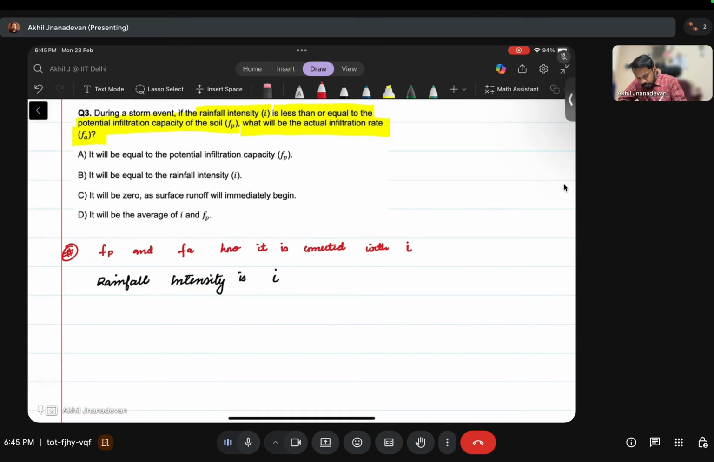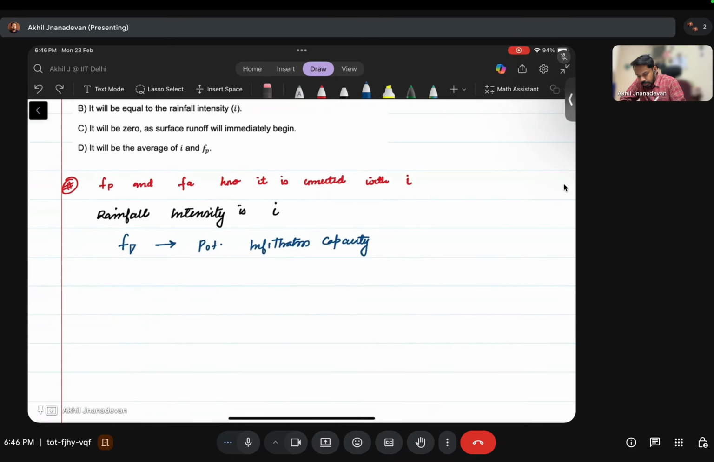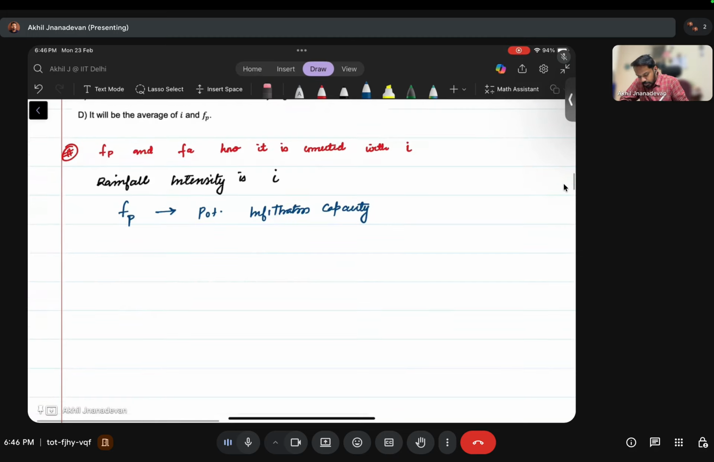So that particular thing, we are calling it the potential infiltration capacity. So FP, that is potential infiltration capacity, is the maximum rate at which the water can be infiltrated, right? So that is defined by FP. And we can see what FA is also.